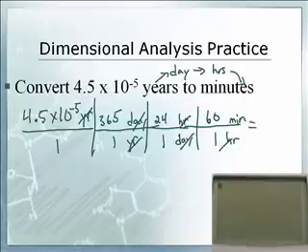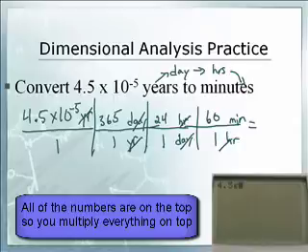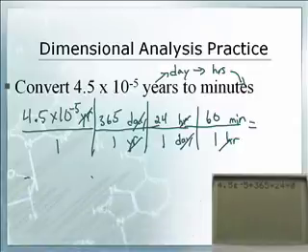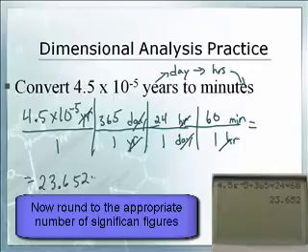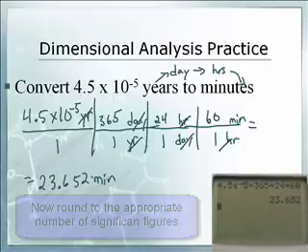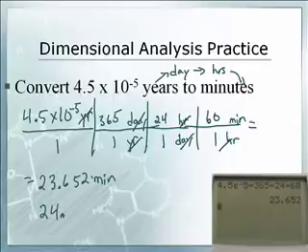So now you can type it in. What do we got? 4.5, second EE, negative 5, times 365, times 24, times 60. And we don't have to do anything with the ones. 23.652 is our calculator answer, so that'd be minutes. Now, is that the correct answer? No. We want two significant figures, so we're going to call that 24 minutes.